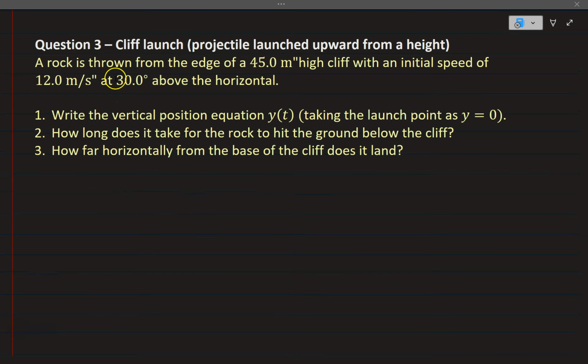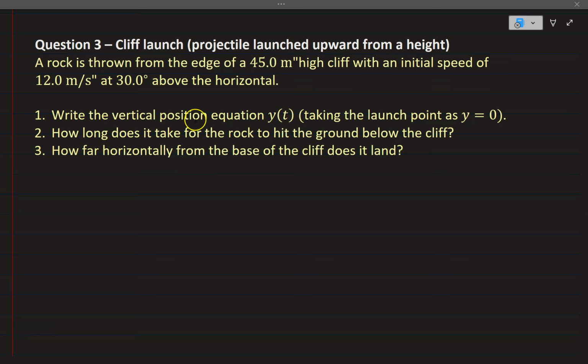Question 3: a rock is thrown from the edge of a 45-meter high cliff with an initial speed of 12 meters per second at 30 degrees. That's the angle that is being thrown above the horizontal. 3 questions we need to answer.